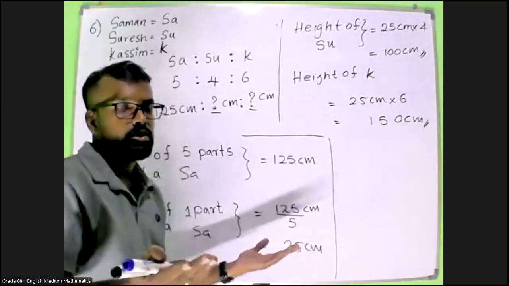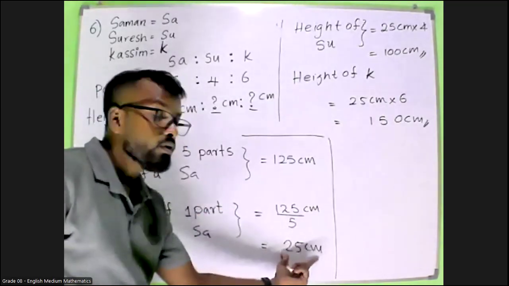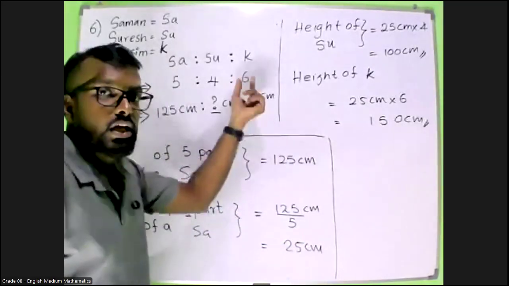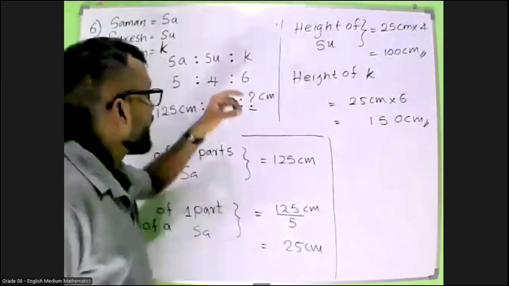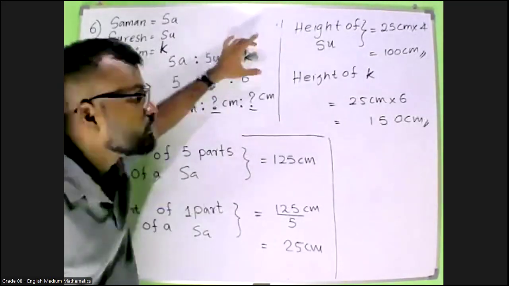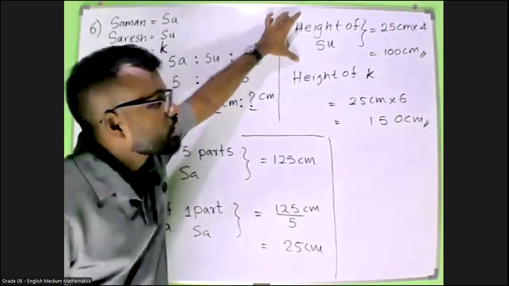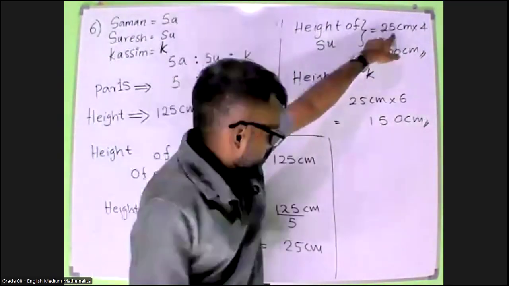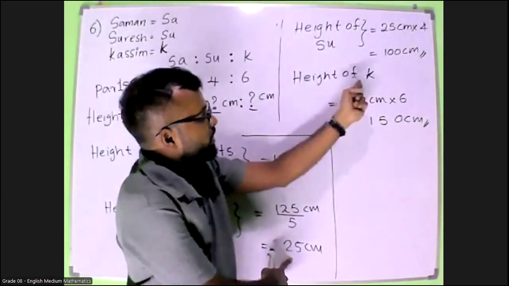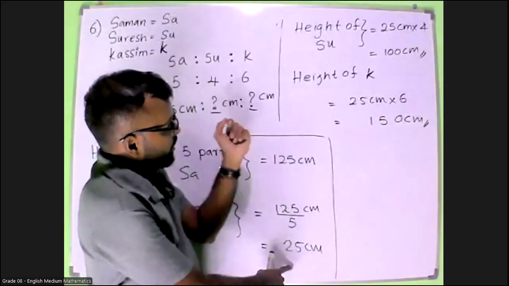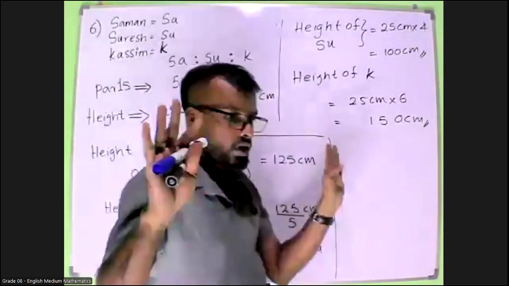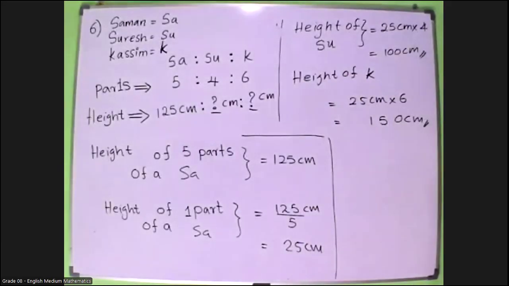Then very easy. You have to multiply this 25 by 4 and multiply this 25 by 6, right? Then you can obtain the 8 of Suresh and 8 of Kasi. So this is it, right? 8 of Suresh, 25 centimeters multiplied by 4 parts. 8 of Kasi, 25 centimeters by 6 parts, right? So done, right? Okay.